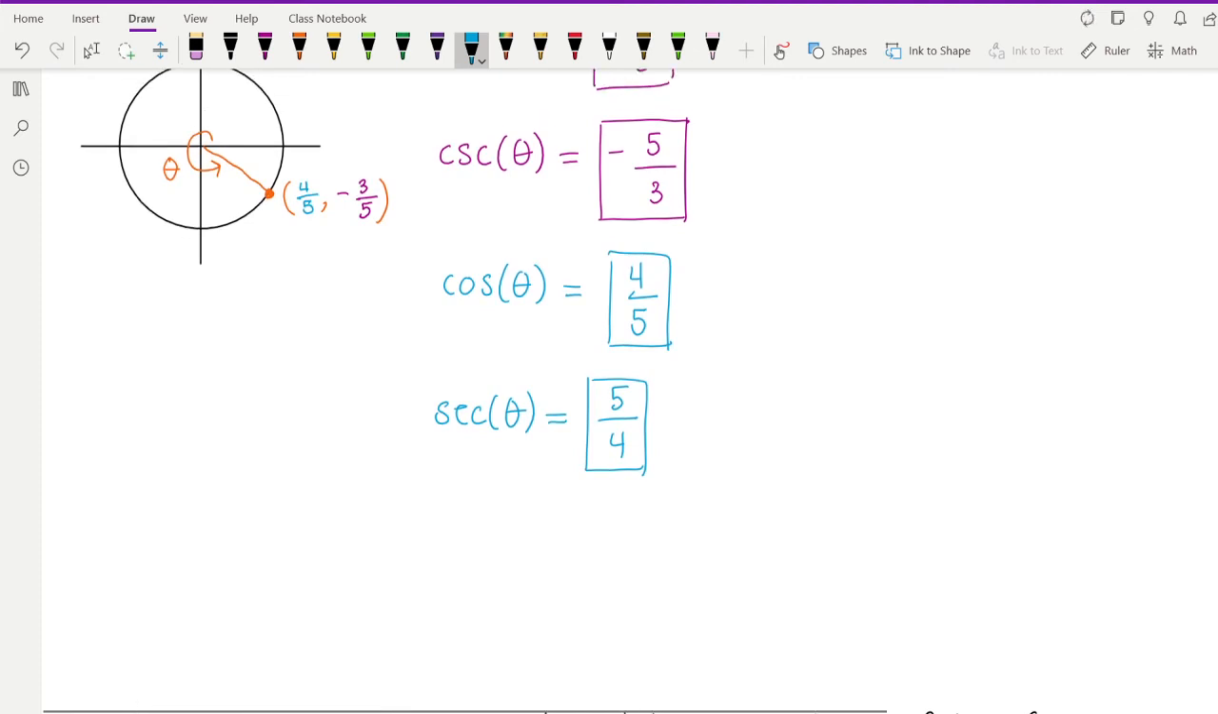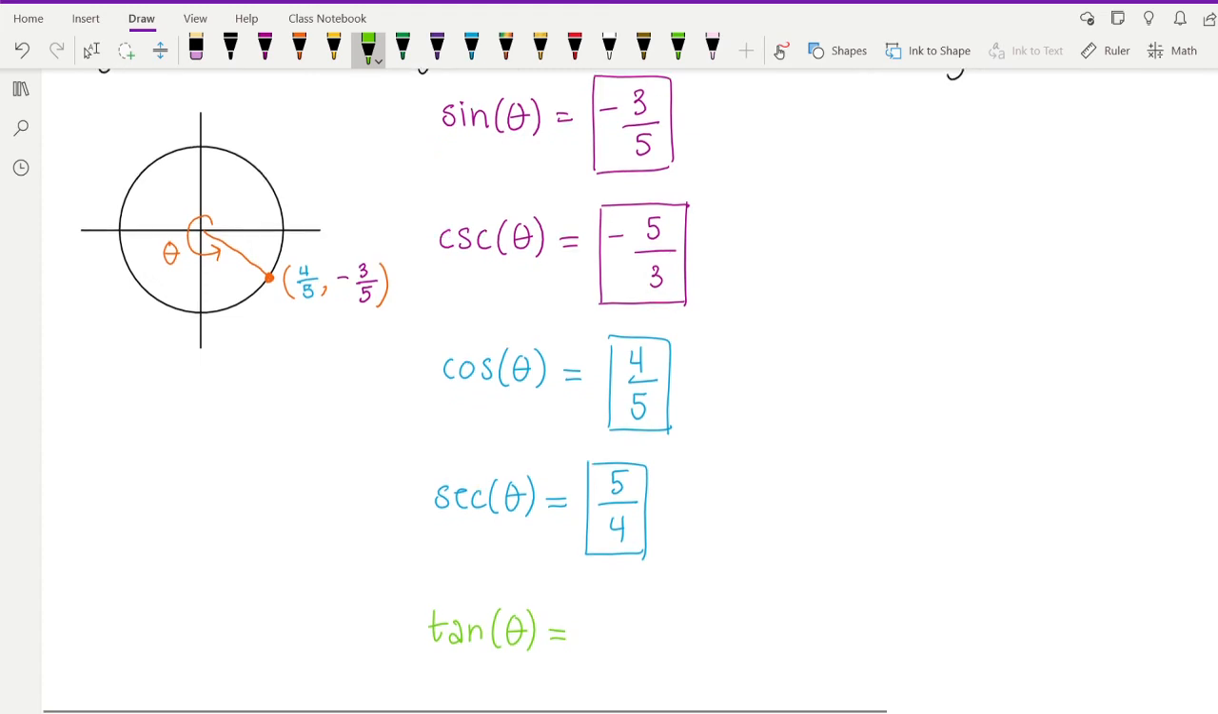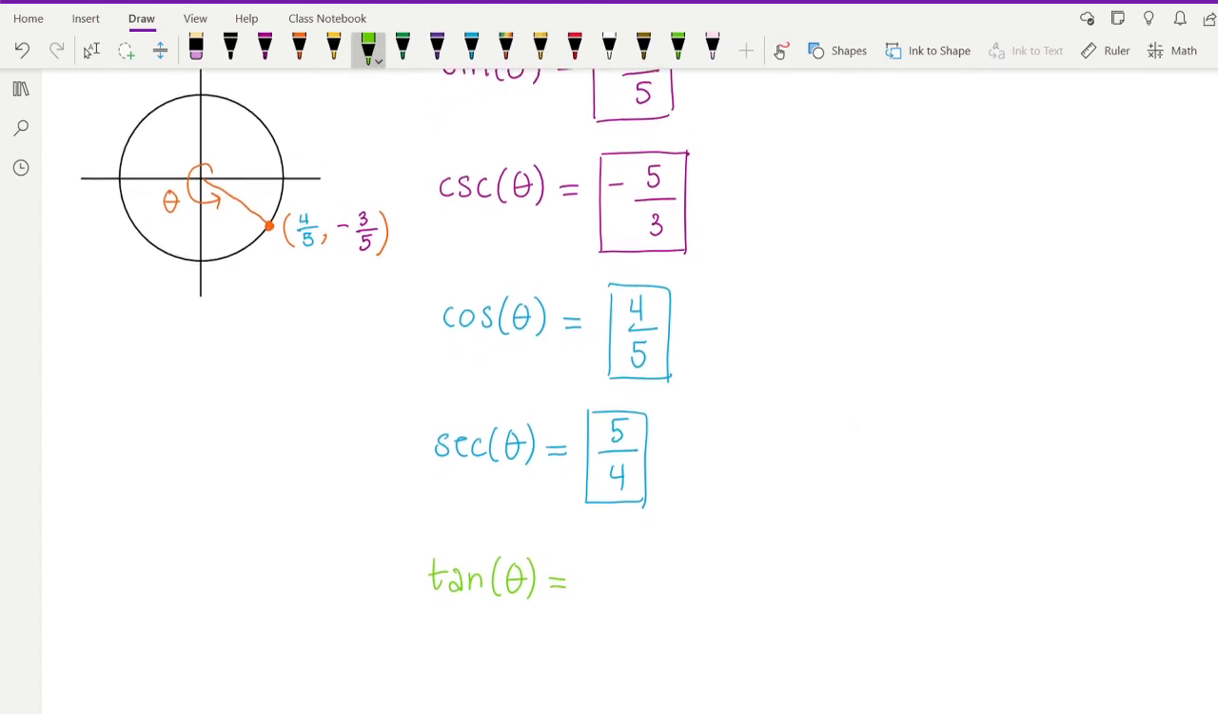And then finally, this one we have to do a little work for. How do we find tangent? Tangent is going to be sine over cosine, right? Or the y coordinate over the x coordinate. So sine over cosine would be negative 3 over 5 over cosine, which is 4 over 5. As we've seen happen in some other instances, these denominators cancel out with each other, and we're left with just negative 3 over 4.